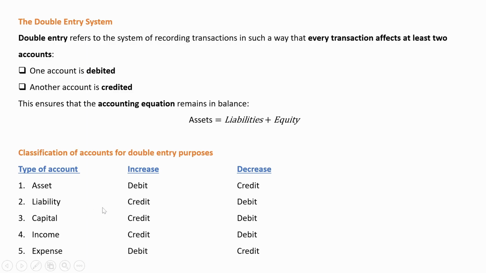When you go to liabilities, when liabilities increase, for example, when you take a loan from the bank, you are supposed to open a liability account and credit that account. When the liability decreases, for example, when you pay the loan you had taken, you are supposed to debit the liability account.